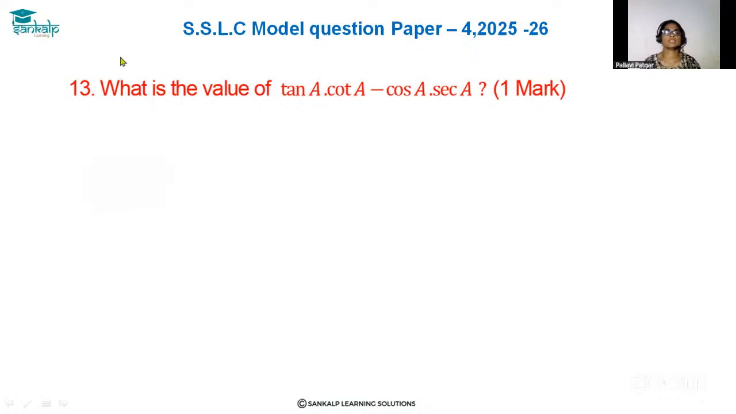Hello everyone. Look at the question number 13. What is the value of tan A into cot A minus cos A into secant A? Okay, so here use the reciprocal identities. So here cot A is equal to reciprocal of tan A. Secant A is equal to reciprocal of cos A.